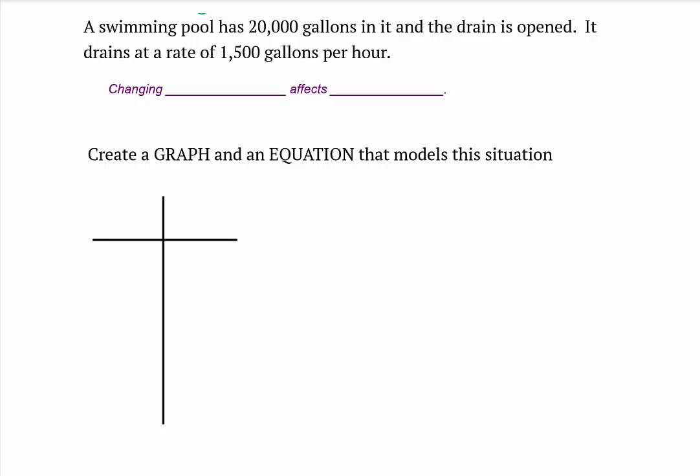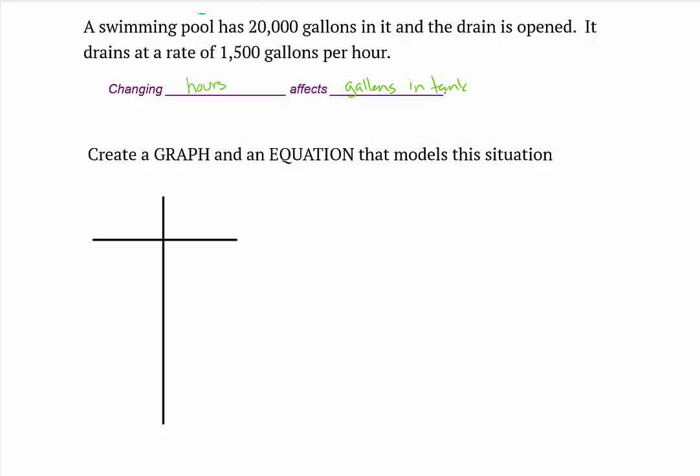Let's take a look at this situation. Some swimming pool that has a certain amount of water in it, and we're going to go ahead and drain it. What are the 2 variables in this situation? So variables are quantities that can change or we don't necessarily know the value of, and one of them usually determines the other one. So the best way to think about this is the phrase changing blank affects blank. And in this case, it's pretty clear that changing the amount of hours that we are draining this tank will affect the number of gallons that is still in the tank.